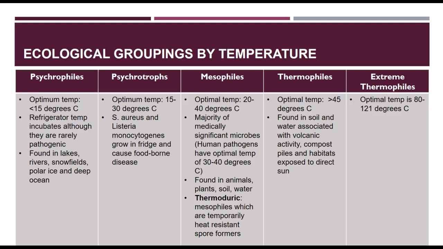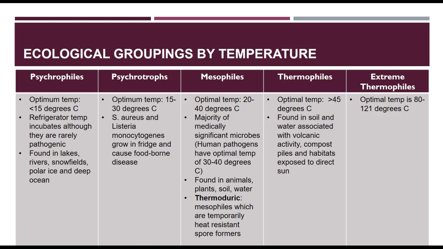The next group are the thermophiles, and these are organisms that prefer temperatures just above 45 degrees Celsius. They are found in soil and water, typically associated with things like volcanic activity, geothermal vents, compost piles, and any habitats that are exposed to direct sun.